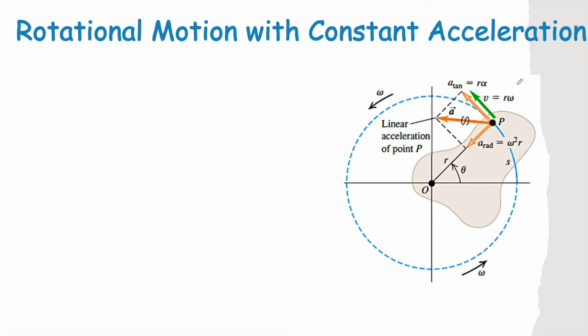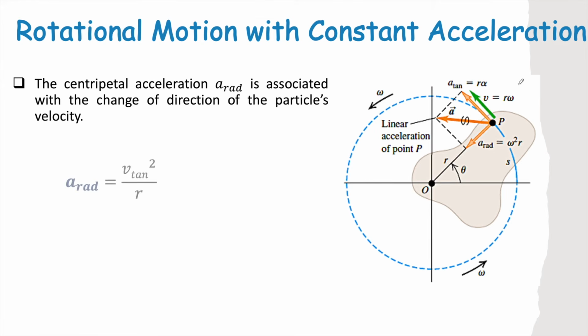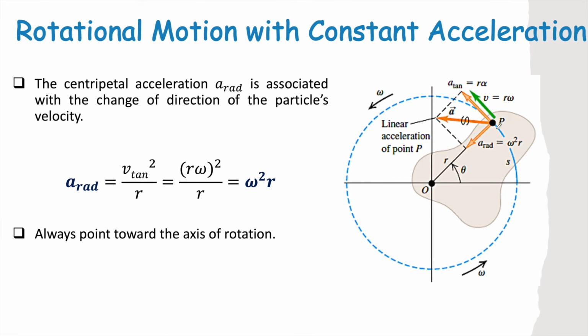The other one is what we call centripetal or radial acceleration. The equation for radial acceleration is v squared over r. And again, v tangential is equal to r omega. So distributing the square, one r cancels out, and your radial acceleration is equal to omega squared r. And take note that this radial acceleration always points to the axis of rotation. So there are two accelerations that exist: a tangential and a radial acceleration.